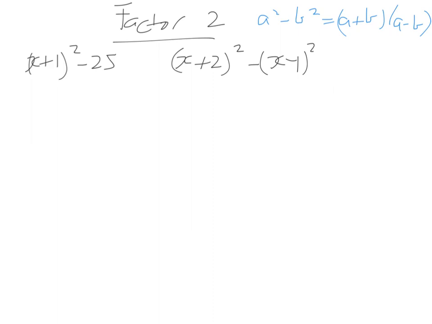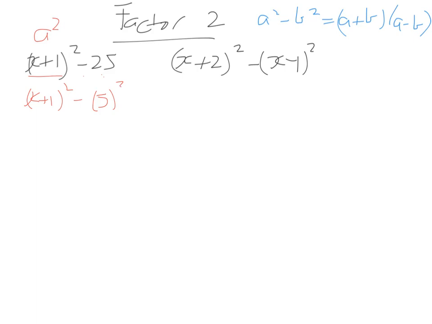So here we have some more factoring. Once again, we're going to use difference of two squares, difference of perfect squares. So for this, we've got a squared term here, we've got a minus, and we've got a number there. So that's what we're going to do. Here is our a term, x plus 1 is our a term, that's all squared. 25 is our b term, so what we'll do is we'll take the square root of 25. So this becomes x plus 1 all squared minus square root of 25 is 5.